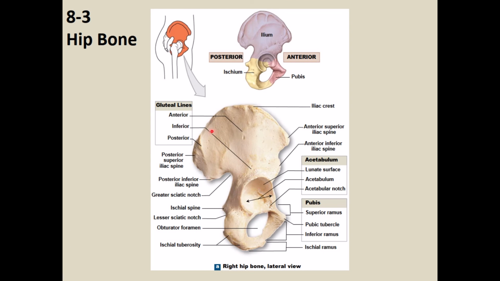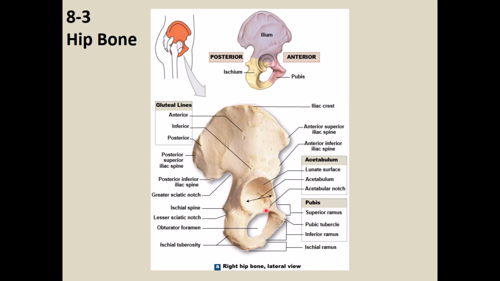Acetabulum articulates with the head of the femur. This area that you see, something like this, is called the lunate surface. It looks like a half moon. And this area is the acetabular notch. There is a ligament that passes through this area.